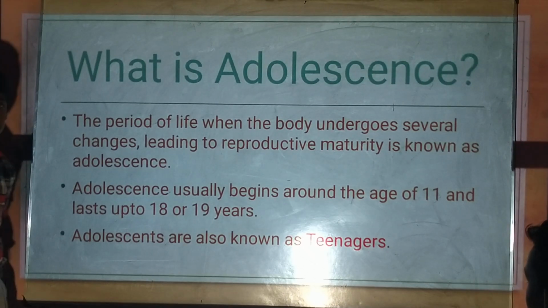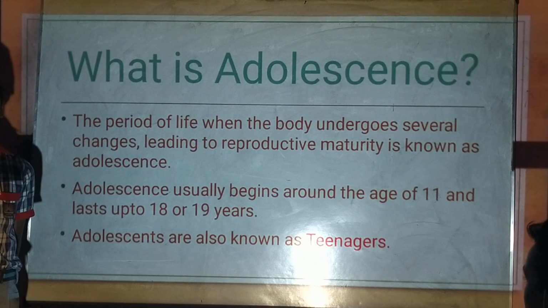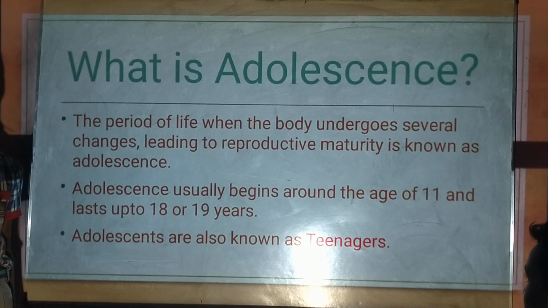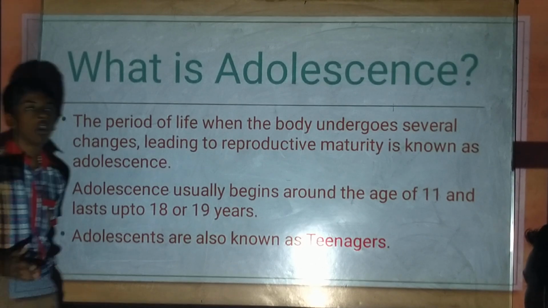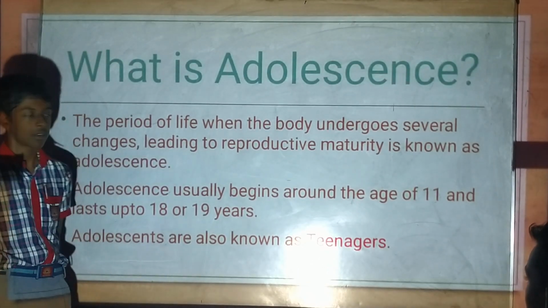So, sir, I have one doubt. So, adolescence age means from 11 to 18 only? Sir, it may vary. For some children it will be 9 to 18, or 9 to something like that. Very good, very good.